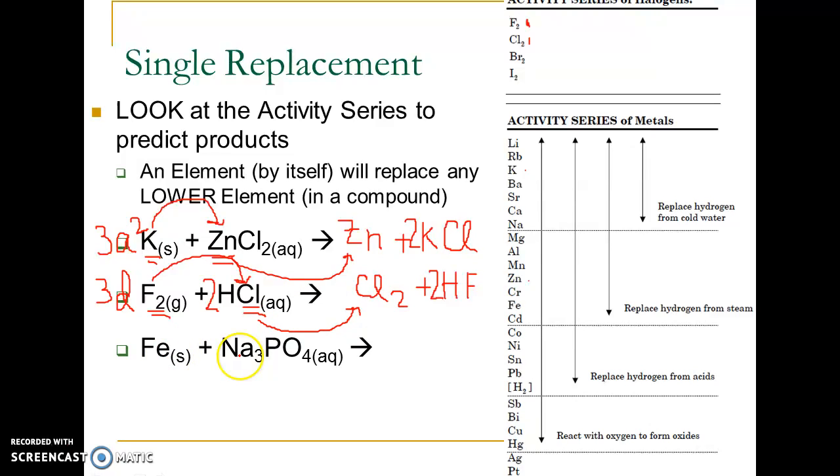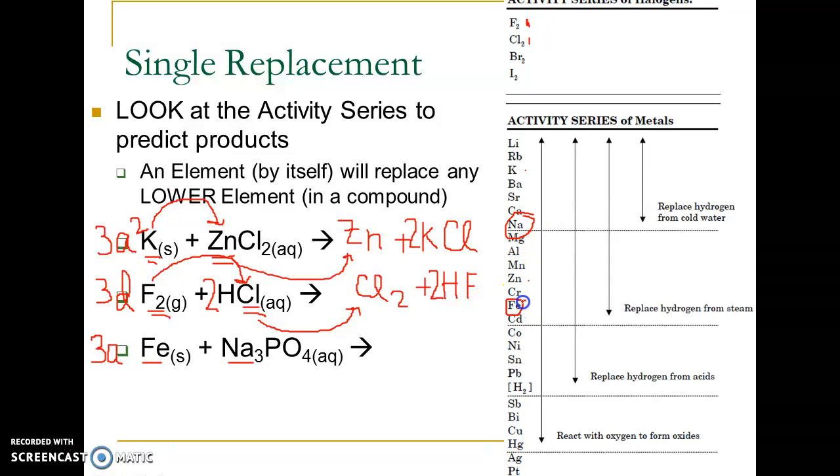Here we have iron plus sodium phosphate. I'm going to decide what type of chemical reaction this is. After looking at my reference table, this is a 3A, a metal-metal replacement, where iron should replace sodium in this chemical equation. If I look at my activity series over here, I'm going to find sodium. Here's sodium. And I'm going to find iron.